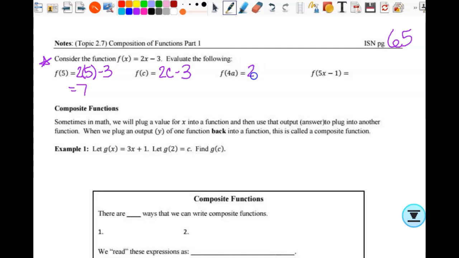All right, so then when I substitute this one in, 2 times 4a minus 3. So do I multiply the 2 times the 4 and the 2 times the a? No, because that would not make any sense, right? This just gives me 8a minus 3.